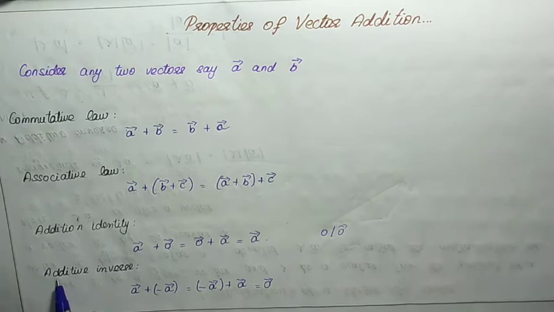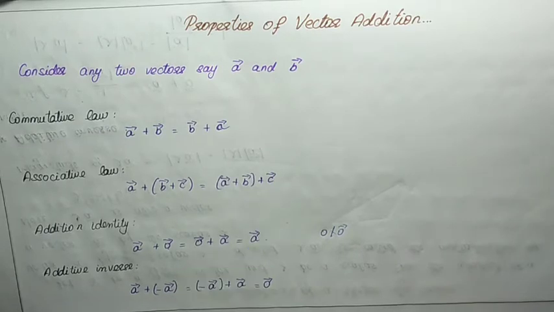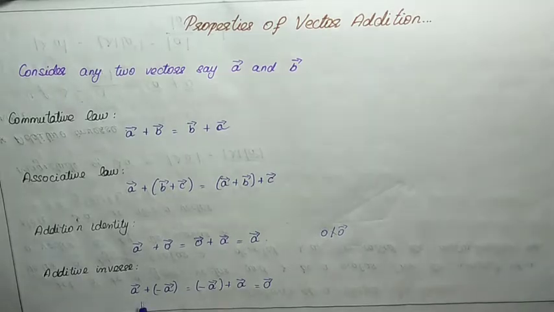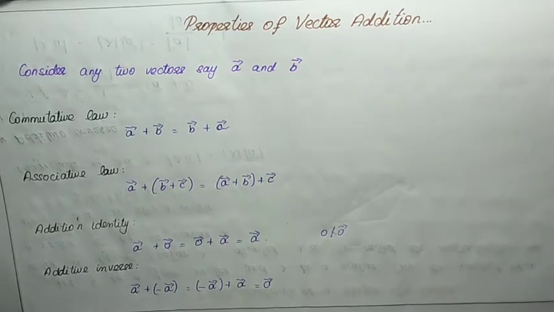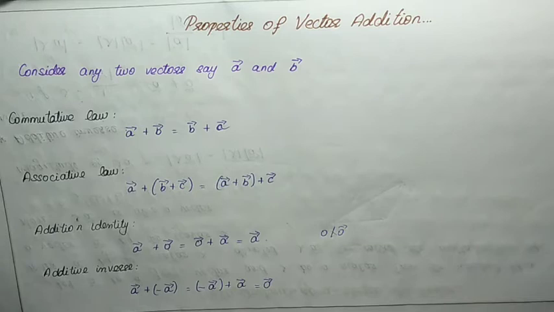Okay, then additive inverse. Additive inverse means what? If we have a positive number, we will be adding it with a negative number. If we have a negative number, we will be adding it with a positive number. That is what inverse is. So A vector plus minus of A vector equals minus of A vector plus A vector gives us 0 vector. As we do with numbers, the same way will be followed here, but only the vector quantities will be added.